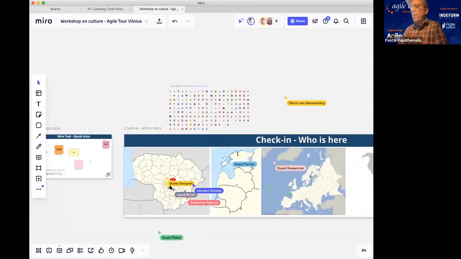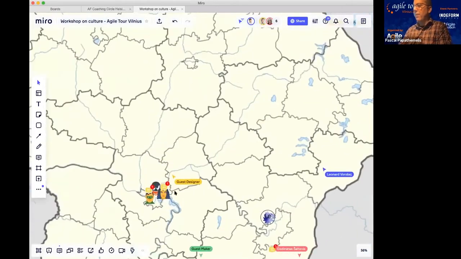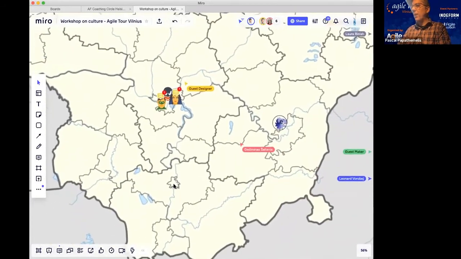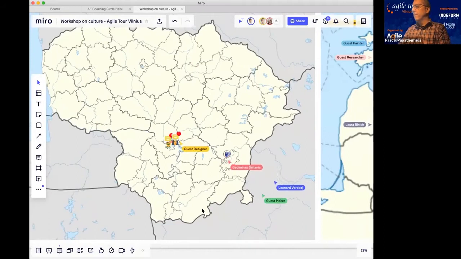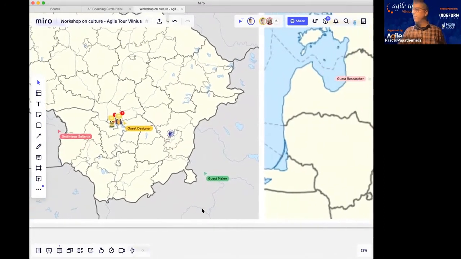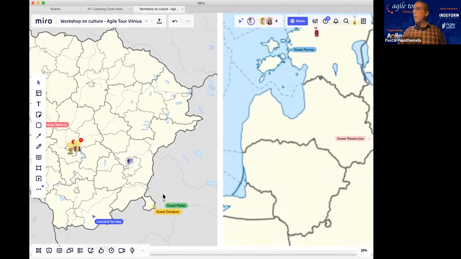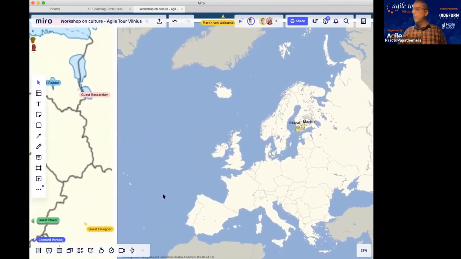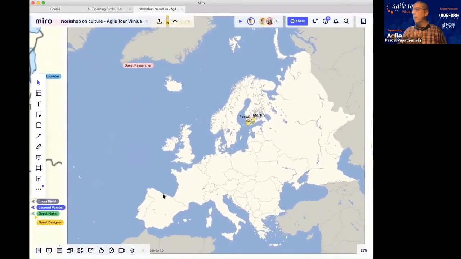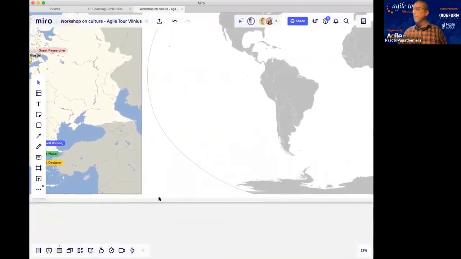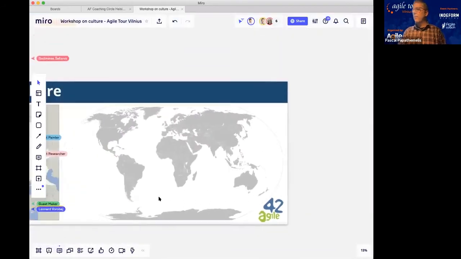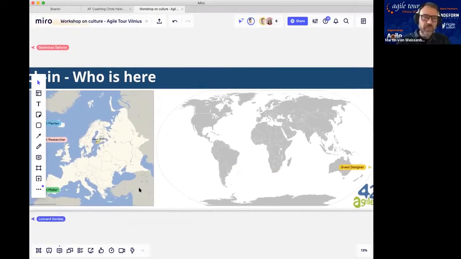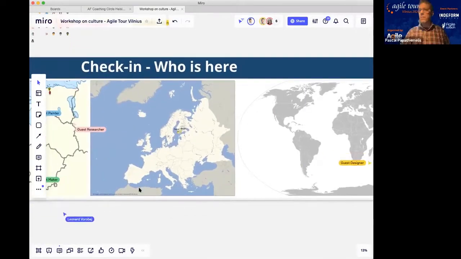If we have a look, we see that most of the people are probably located in Vilnius. Is that Vilnius there? And then we have 2 people probably in Tallinn. And there are 2 people in Finland. And there is nobody from elsewhere. Fair enough. Okay.